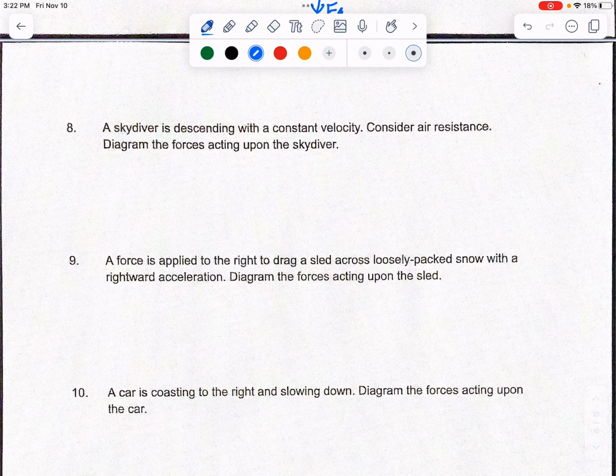Number 8, a skydiver is descending with a constant velocity. So constant velocity. Consider air resistance. Okay, diagram the forces acting upon the skydiver. So we're just going to draw our skydiver here. FG is pulling it down. Okay, so there is no surface. There's no FN. Okay, there's no FA. There's no FF. Okay, but it says consider air resistance, and it's a constant velocity. So remember, constant means balanced out. So that means that F air is going to be the same as your FG.